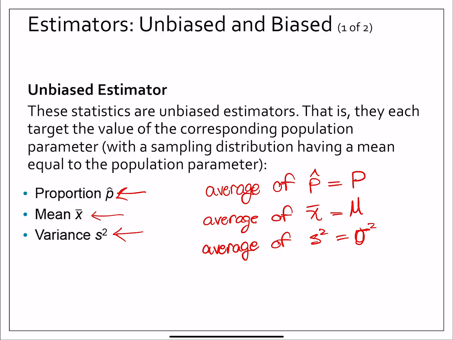So that's what an unbiased estimator is. It's like a really, really accurate dart where we're throwing the darts, and they all are equally the same distance away from the bullseye. So it makes it really, really easy for someone else to find out where the bullseye is.